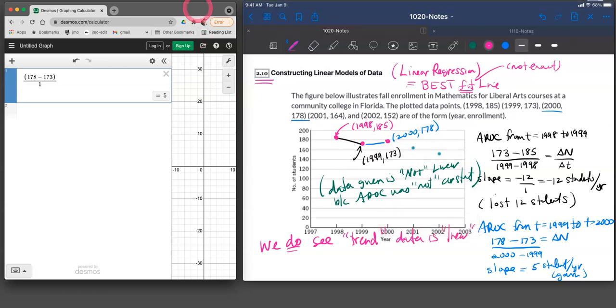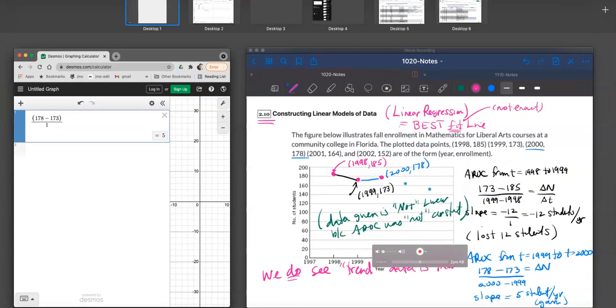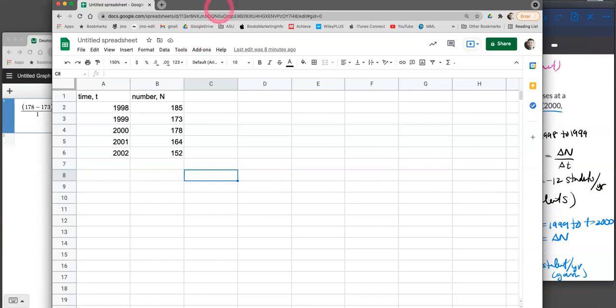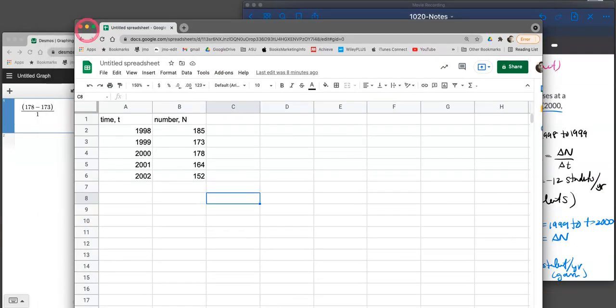Let me bring on to the screen, give me 1 second if you don't mind. I will bring on to the screen our Google Sheets.